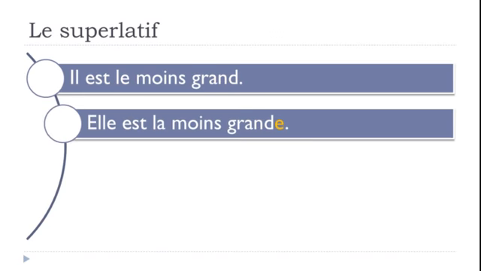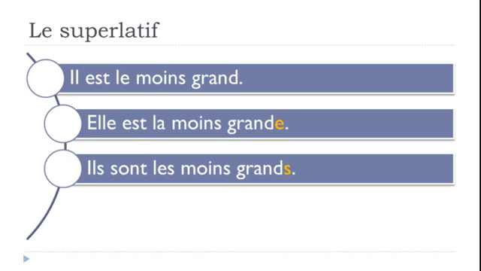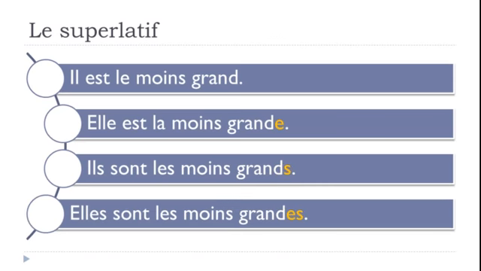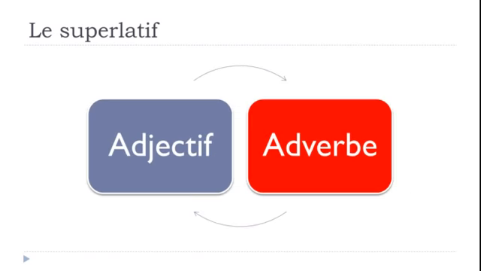Elle est la moins grande. Okay, keep in mind that you will have to put the feminine form of the adjective here, and then you will put this la because the subject is feminine. Okay, ils sont les moins grands. Okay, for the plural, les, and then s at the end of your adjective. Elles sont les moins grandes, so les for the plural, and then s at the end of your adjective for the feminine plural form. Okay, let's see now if you want to construct this superlative form with an adverb.